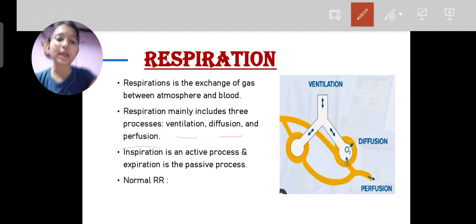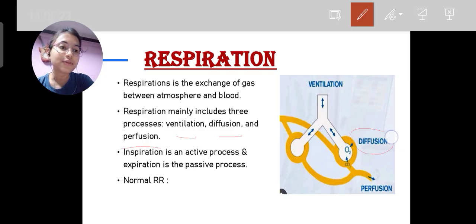So what is ventilation? Ventilation is the exchange of gases, into and out of the alveoli. And what is diffusion? Diffusion is the passive movement of the gases, that is oxygen and carbon dioxide, between the alveoli and the blood vessel. And what is perfusion? Perfusion is the circulation of the blood through the pulmonary capillary.